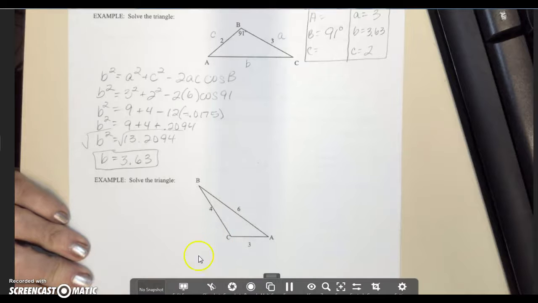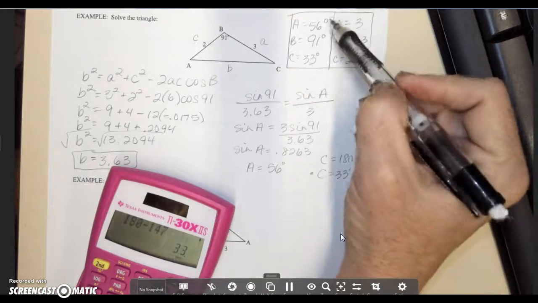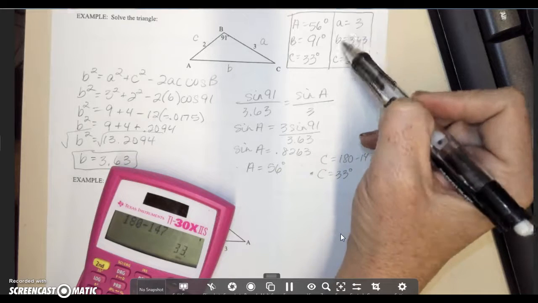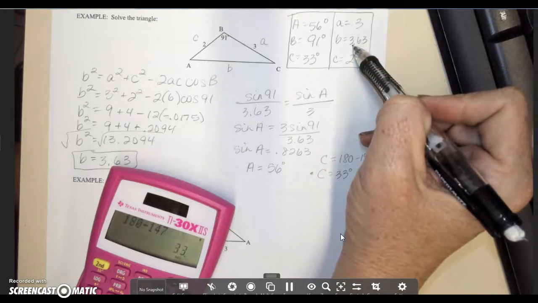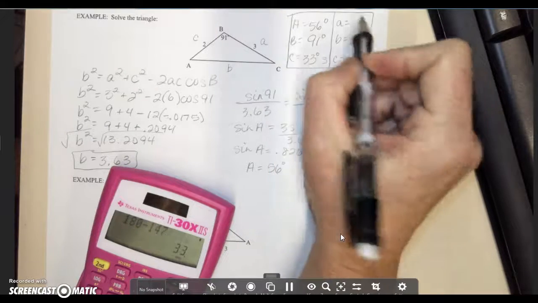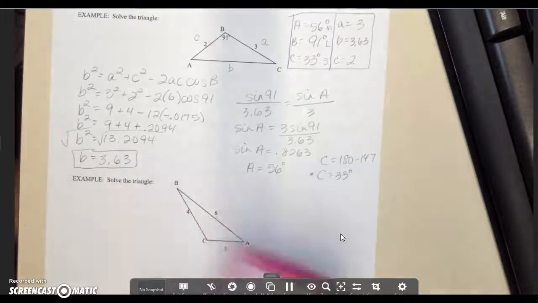I'm going to go ahead and complete the rest of the triangle, and you can do the same and then check your answers against mine. Alright, so those are the answers I came up with. Angle A is 56, angle B is 91, angle C is 33. We already knew our lengths of 3 and 2, and then we came up with the length of 3.63 for B. So let's check our proportions again. This is still the smallest, A is the medium, and B is the large.